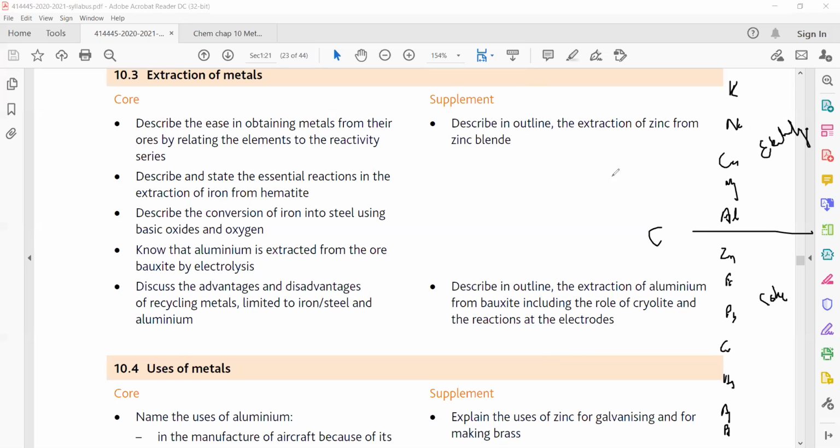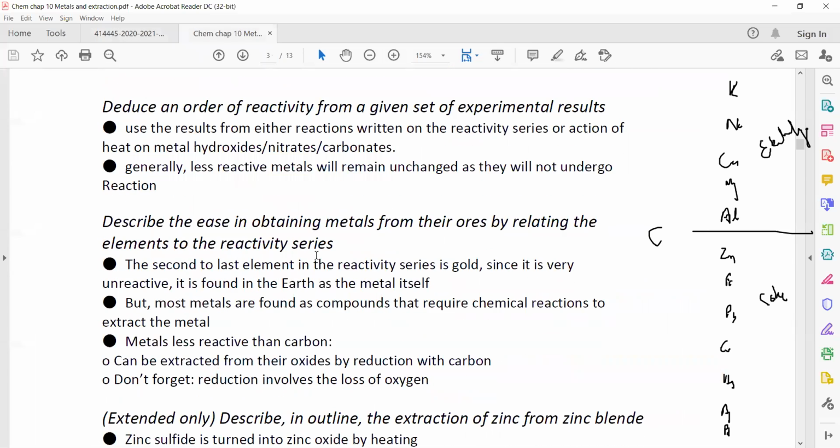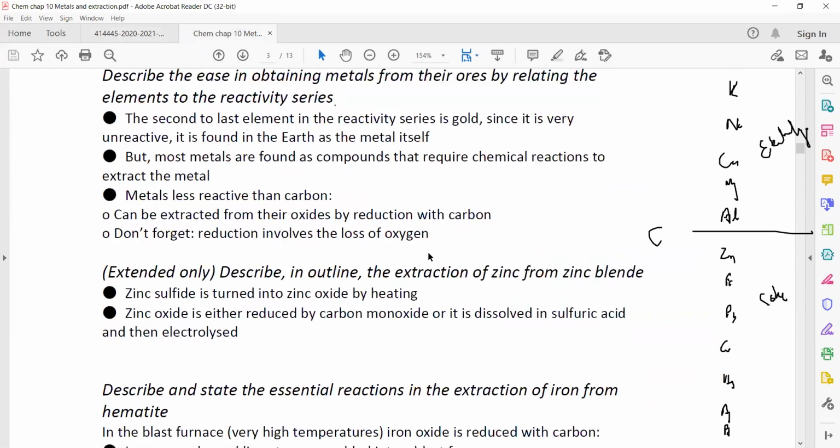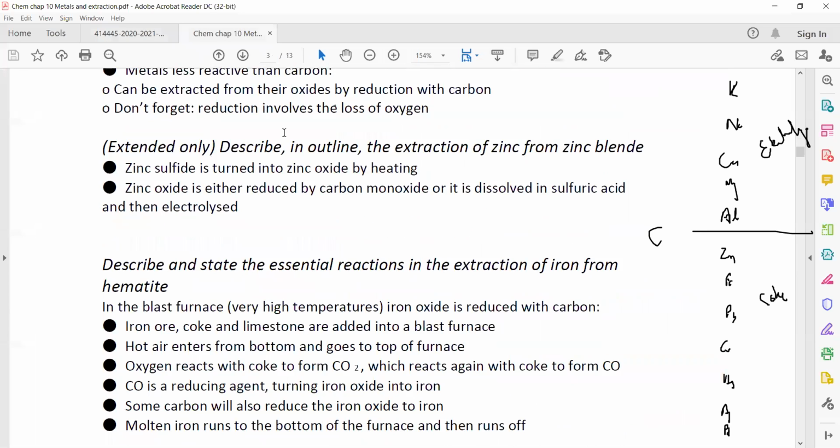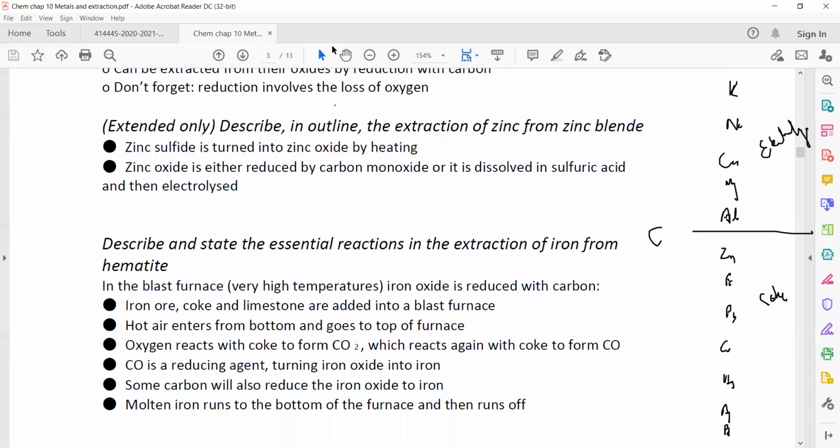Then describe an extraction of zinc from zinc blende. So how do we extract zinc from zinc blende? First, zinc sulfide is turned into zinc oxide by heating in the presence of oxygen. Then zinc oxide is either reduced by carbon monoxide or dissolved in sulfuric acid and then electrolyzed. But normally we heat with carbon monoxide instead of directly doing electrolysis, because electrolysis increases the cost of extraction.